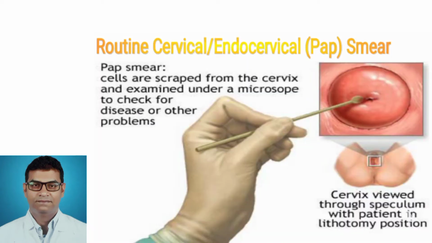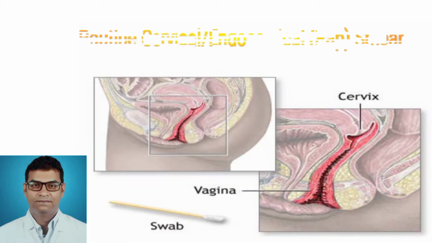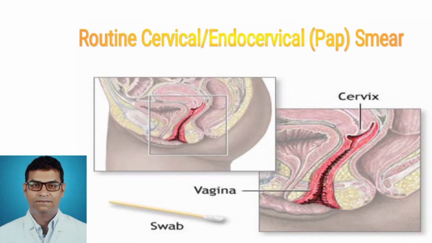In the Pap smear, cells are scraped from the cervix and examined under a microscope to check for disease or other problems. This is a picture showing the patient in lithotomy position with the cervix viewed through the speculum. And this is one more picture showing the vagina and where to introduce the swab and how to collect the Pap smear from the cervix.